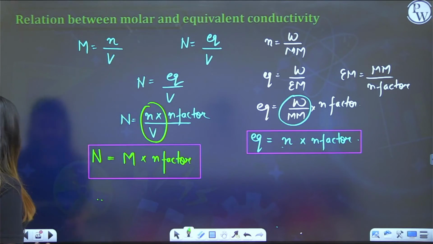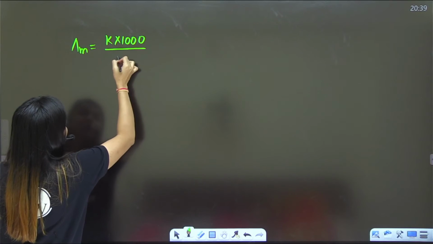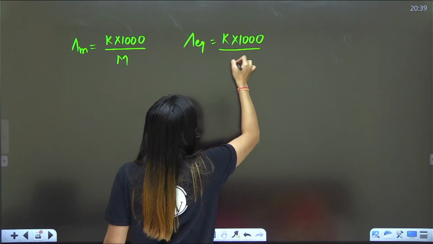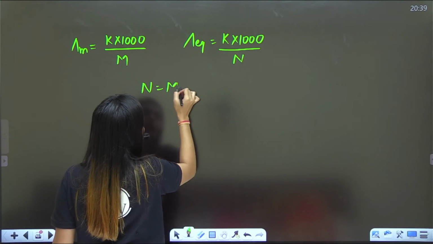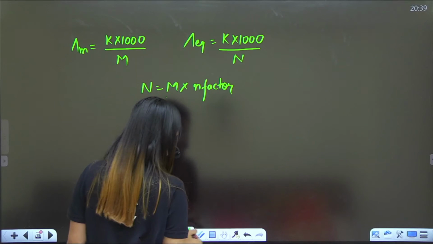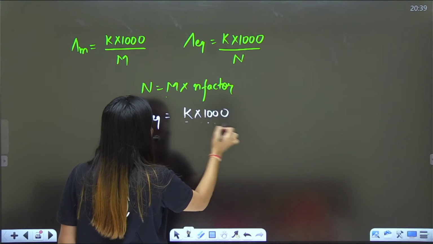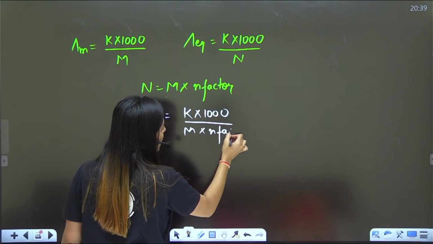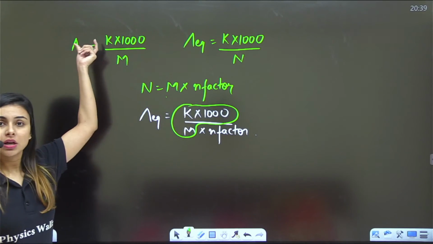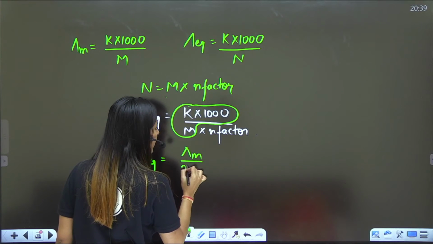So if you know this, then we know that molar conductivity is K into 1000 upon molarity, and equivalent conductivity is equal to K into 1000 upon normality. I know that normality is equal to molarity into n factor. So now what will I do? I'll write this expression in this. So your equivalent conductivity will come out to be K into 1000 upon molarity into n factor. I can say that this particular expression is actually your molar conductivity. So your equivalent conductivity is equal to molar conductivity upon n factor.